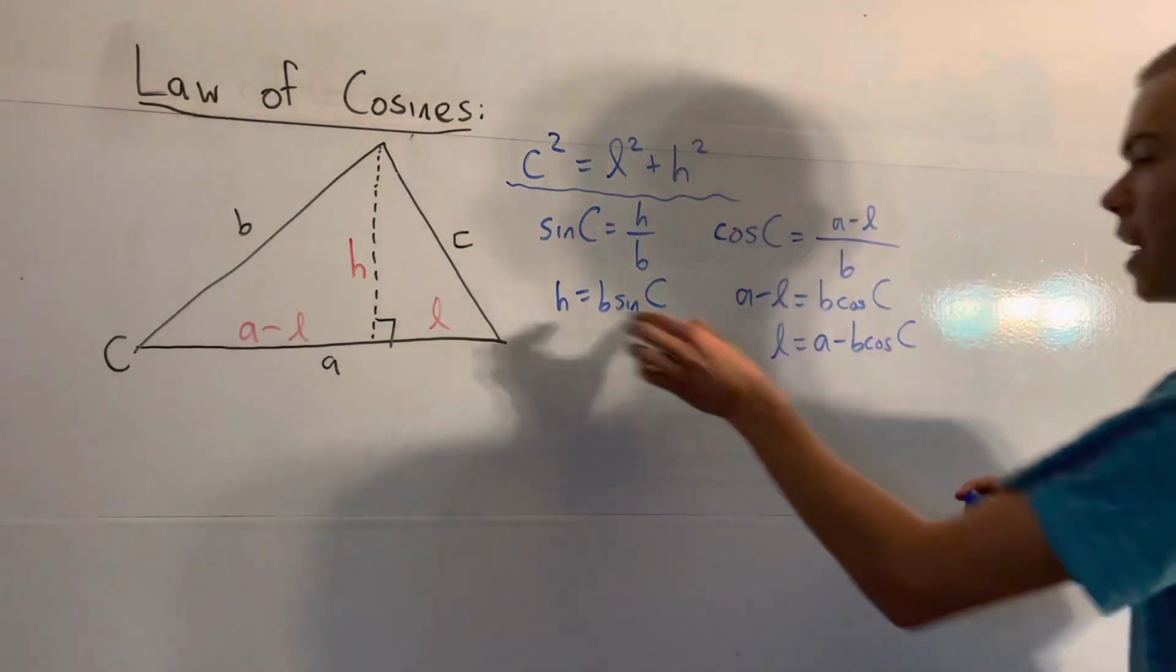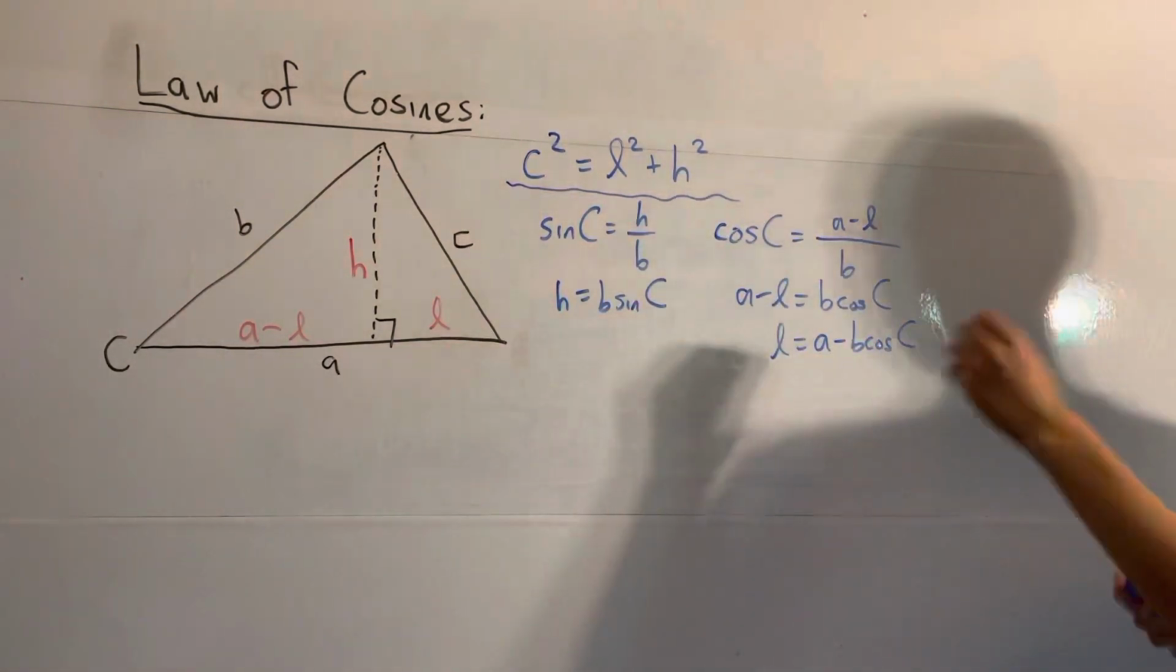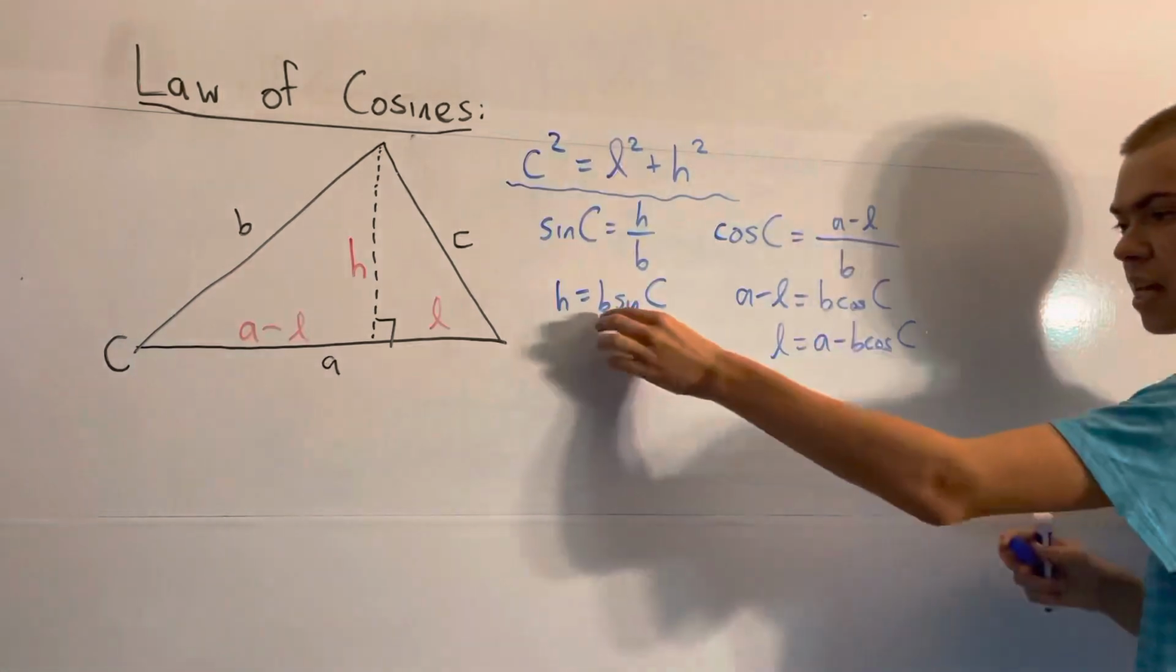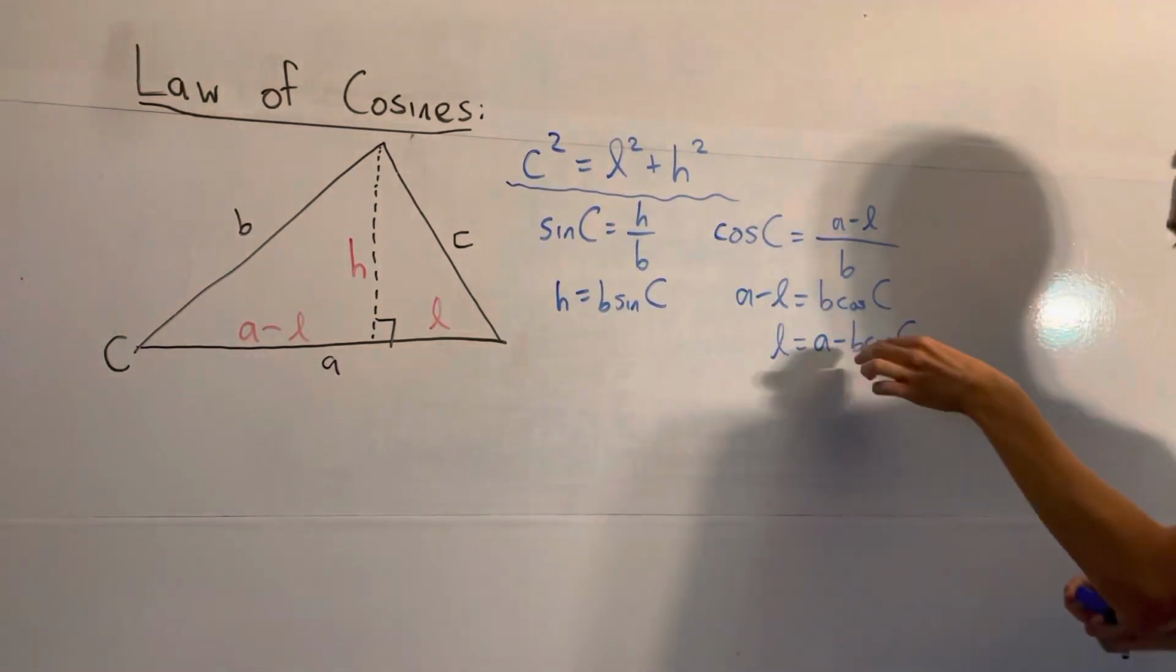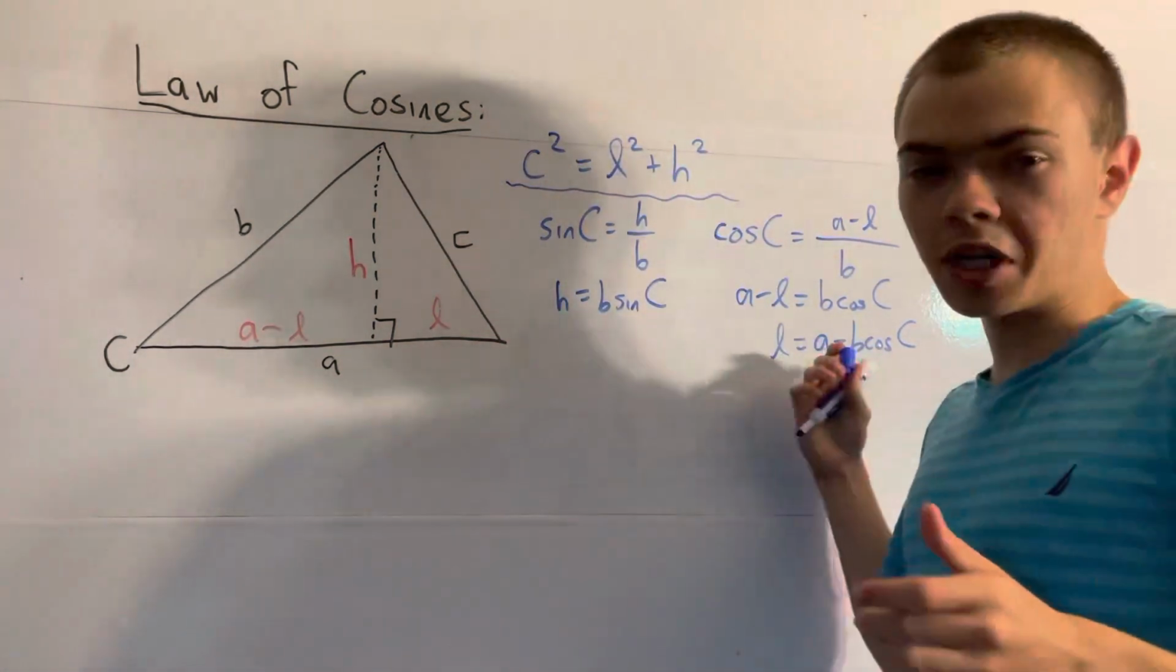So we have figured out what H is and we have figured out what L is in terms of A, B, and angle C. As you can see, it contains A, B, and angle C. So this is going to work out really nicely for us.